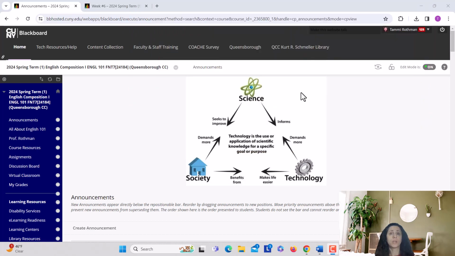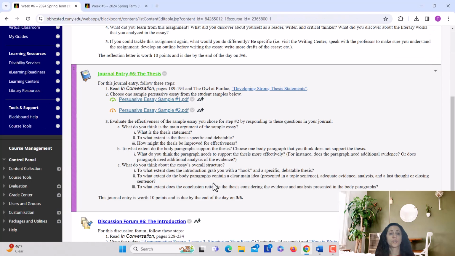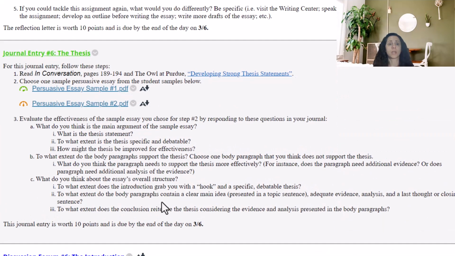For this week, you will continue working on your persuasive essay. First, you'll submit journal entry number 6, the thesis. For this journal entry, follow these steps. First, read In Conversation pages 189 to 194 and look at the OWL at Purdue's link, Developing Strong Thesis Statements. So you'll be focusing on the thesis, which is the glue that holds your essay together.